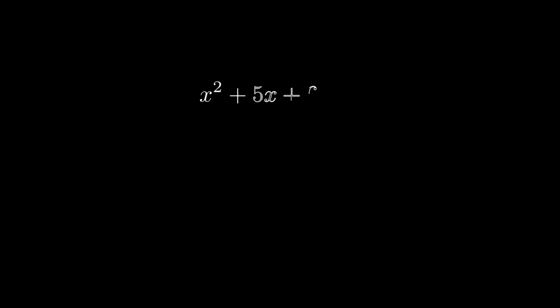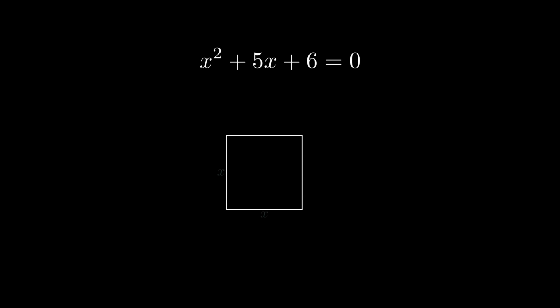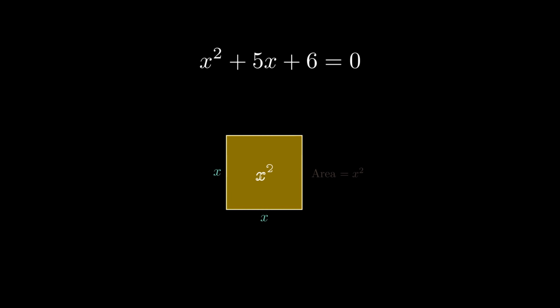A quadratic equation is an equation where the highest power of the unknown is 2. For example, x squared plus 5x plus 6 equals 0. The term x squared is the reason this is called a quadratic equation.